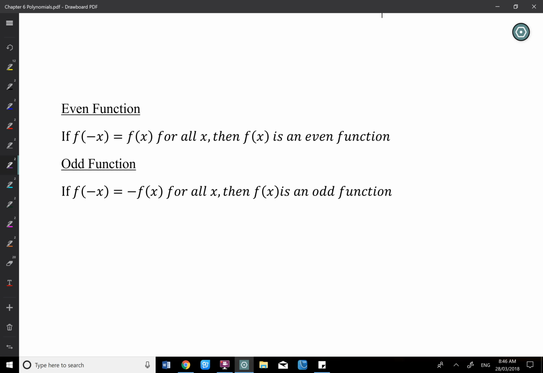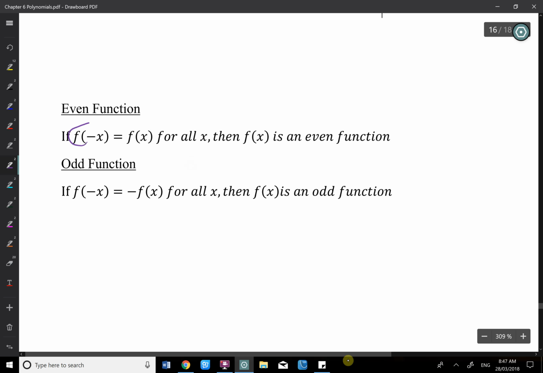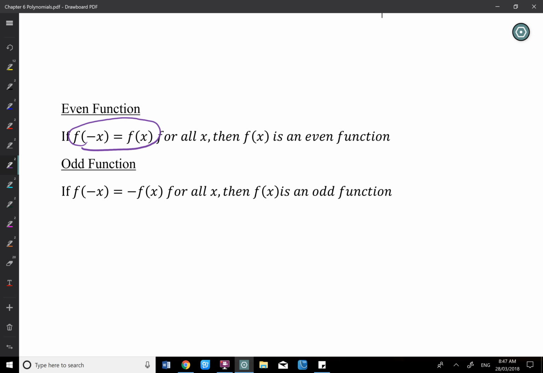But if you can't see the graph, if you don't have the graph, what can you do? You can use this equation to test it. When you substitute a negative value, the result will be the same as when you substitute the positive of that value. So f(2) equals f(-2), f(3) equals f(-3). That's for all the points, not only one point. So that's an even function.